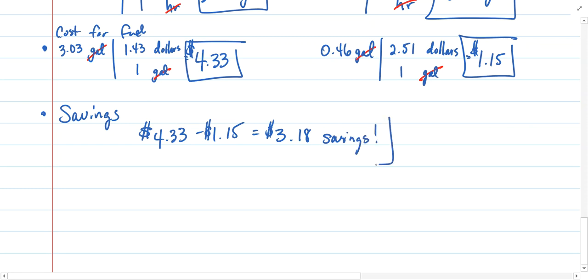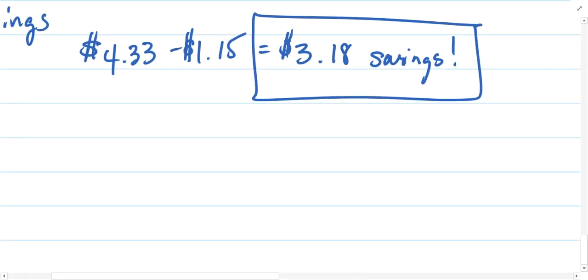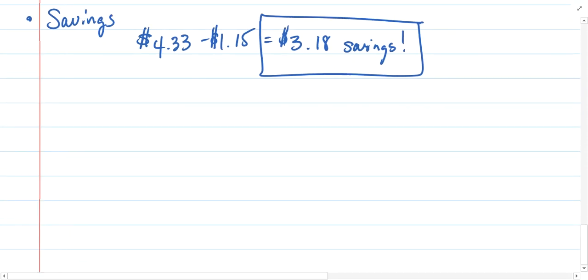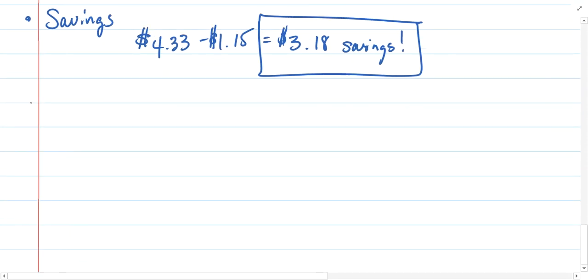All right, so that's pretty appealing, to save $3.18 each time I go out and cut the grass. Knowing that I've got to cut the grass a bunch of times every year, this is kind of appealing. I may want to go out and buy a brand new lawnmower in order to save each and every time I go out and cut the grass.